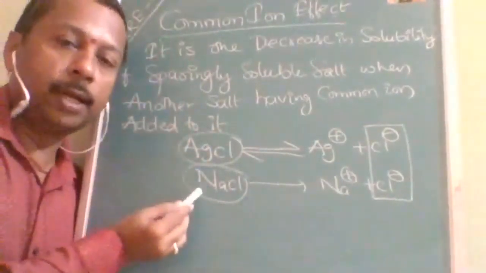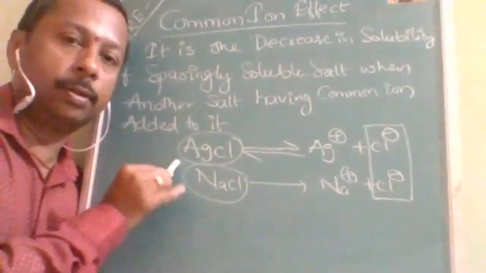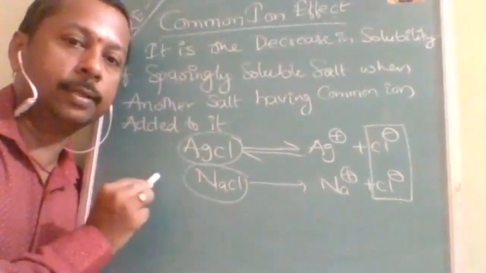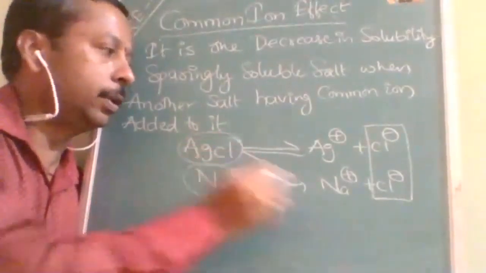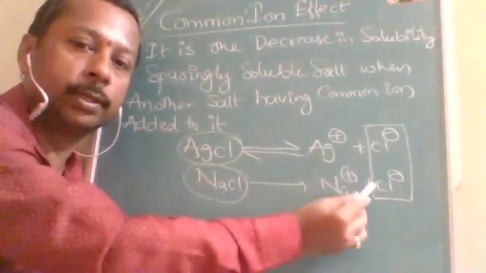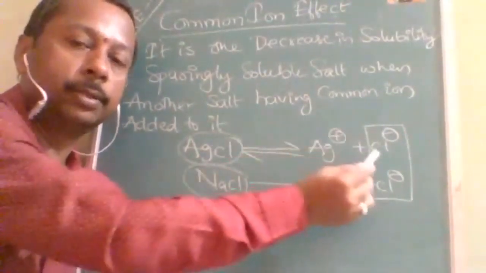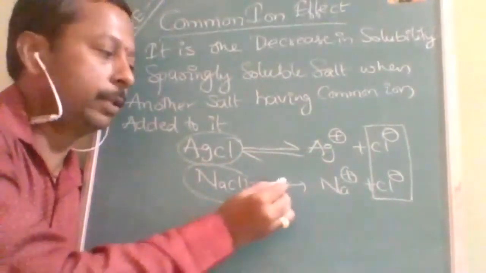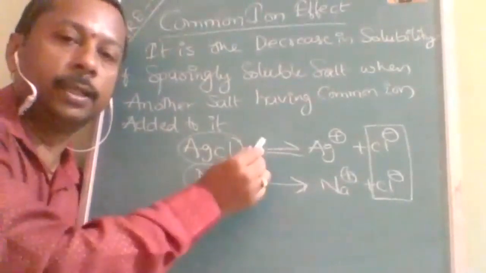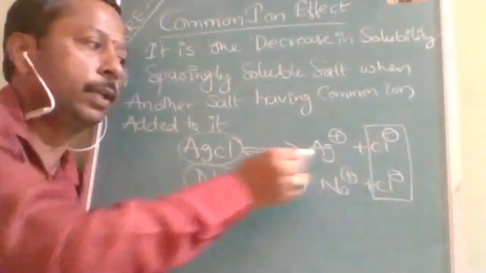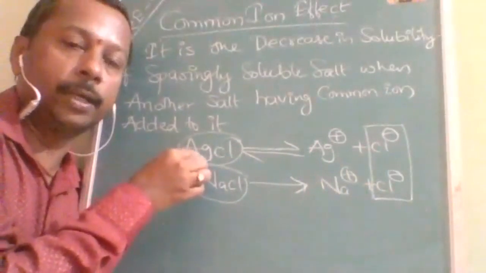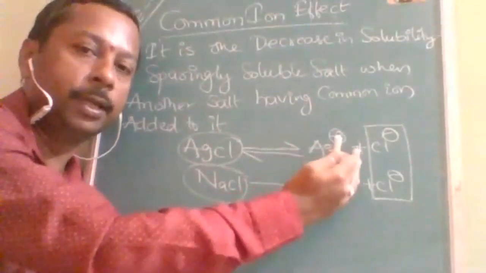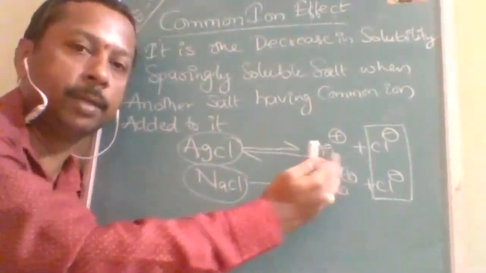So when you add a completely soluble salt to the solution of a sparingly soluble salt, its solubility is going to decrease. Why? Because of the common ion. NaCl also gives Cl minus, AgCl also gives Cl minus. And it cannot come back because it is completely soluble. It is a reversible reaction, therefore it will come back in this direction. Hence the number of ions able to give Ag plus and Cl minus will decrease.